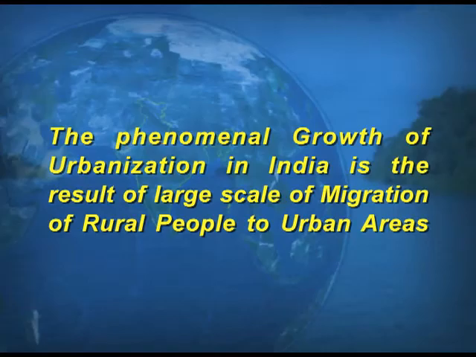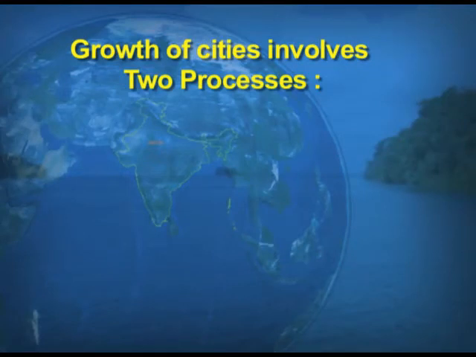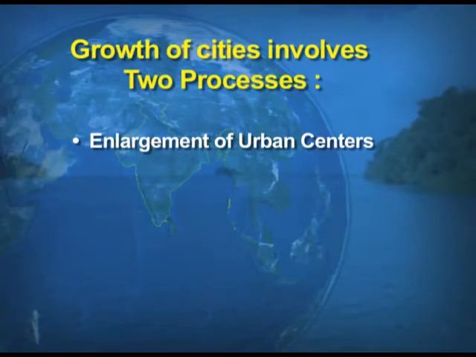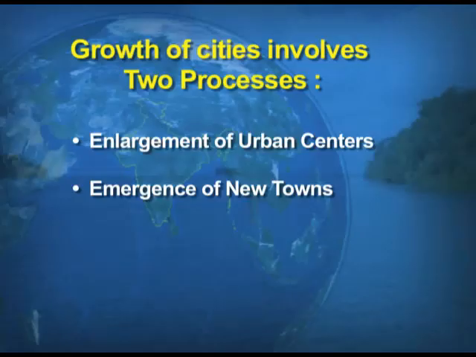The phenomenal growth of urbanization in India is the result of the large scale migration of rural people to urban areas. Children, you must remember that under the chapter Migration, we discussed the streams of migration, and one of the streams was from rural to urban areas, which is very common in India these days, and that is how urbanization in India is increasing. Growth of cities involves two processes. One is the enlargement of the urban centers, and number two, the emergence of new towns.